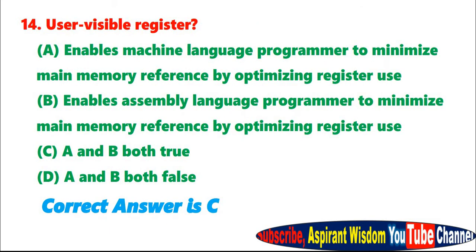14. User visible register: A. Enables machine language programmer to minimize main memory reference by optimizing register use. B. Enables assembly language programmer to minimize main memory reference by optimizing register use. C. A and B both true. D. A and B both false. Correct answer is C.